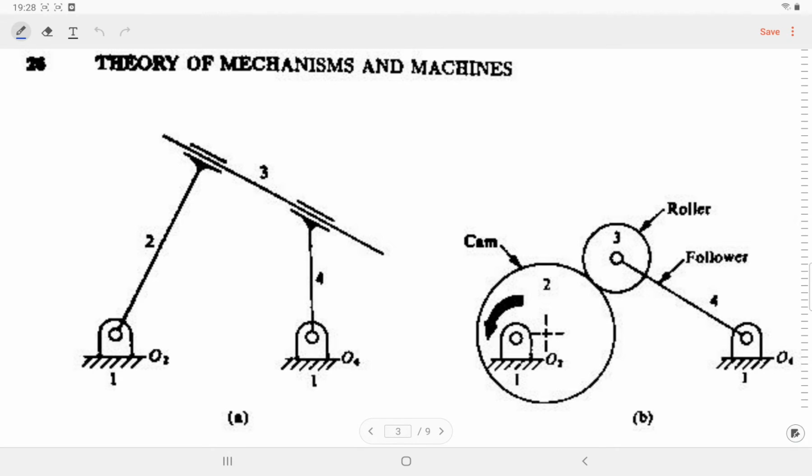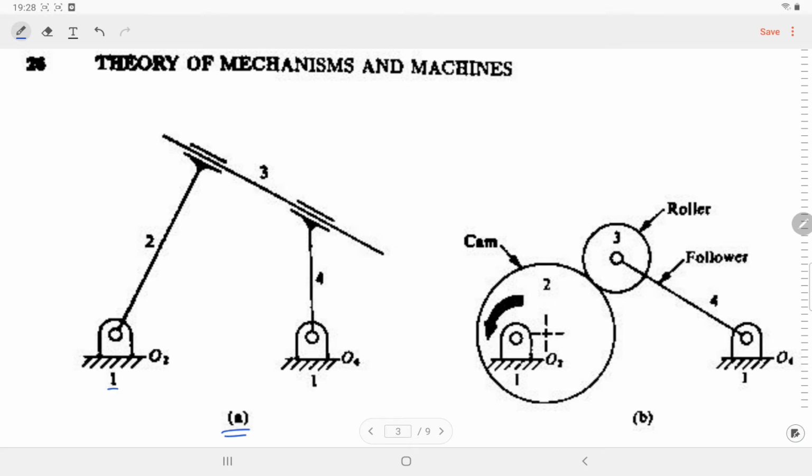Okay, so in this video we'll see some examples, some mechanisms, and we'll calculate the F value, the degrees of freedom for these mechanisms. Okay, so the first mechanism A, it has how many links?